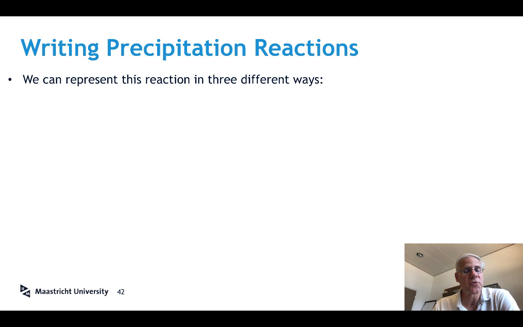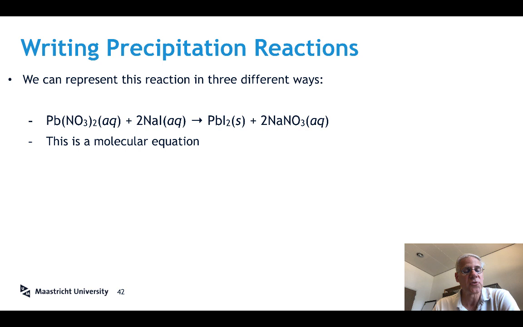Now we can write that particular reaction three different ways. We can write any precipitation reaction three different ways. We can write it like this, where everything is present in a molecular form. We call that a molecular equation. Notice that we've written all of our substances as molecules, as if they are still together. Even though we saw in the beaker the lead and the nitrate are completely apart, as well as the sodium and the iodide, we still write it in their molecular form.